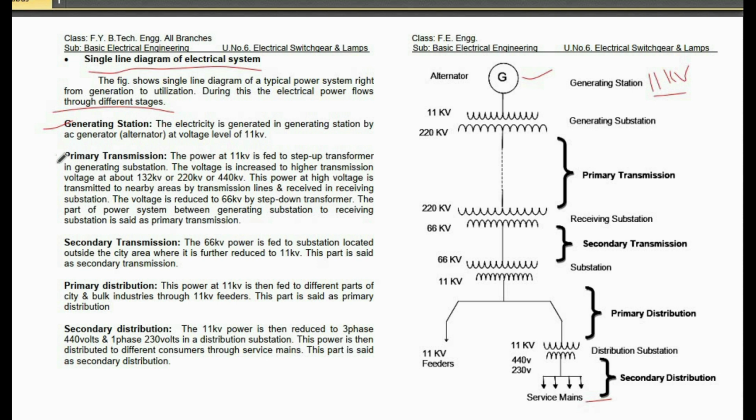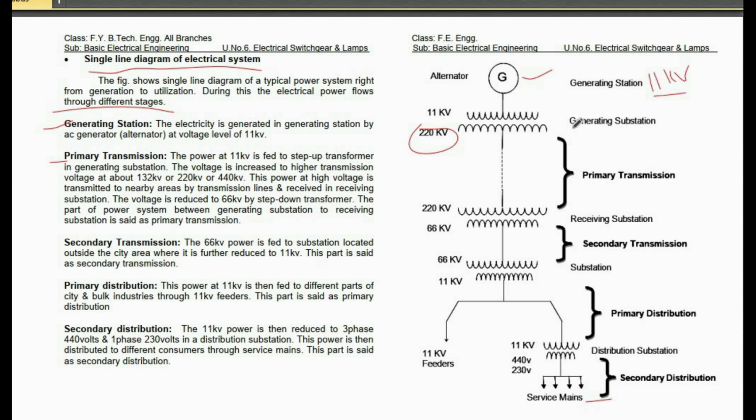Then primary transmission system includes the power of 11 kV. That generated 11 kV is fed to the step up transformer, to step up the voltage up to 220 kV, 440 kV and so on.